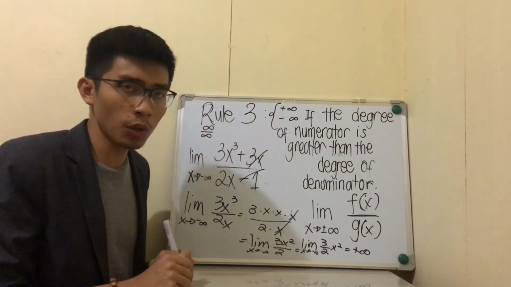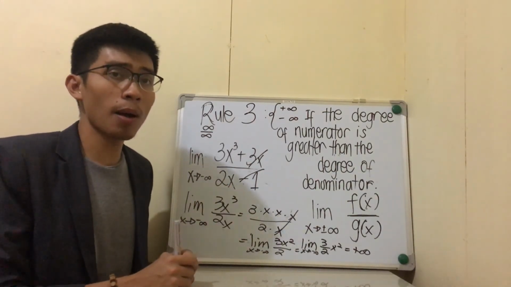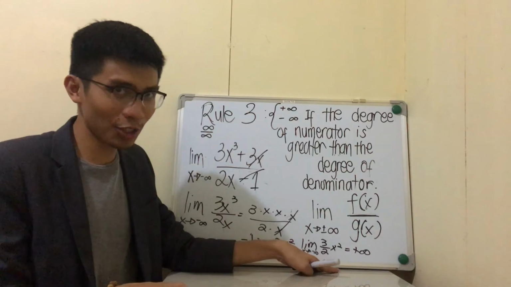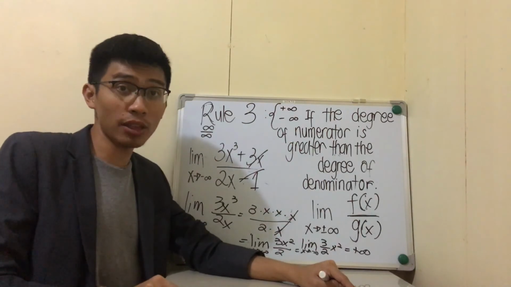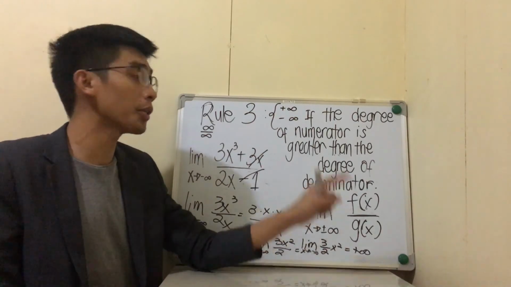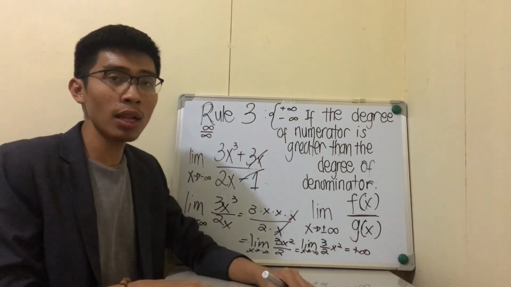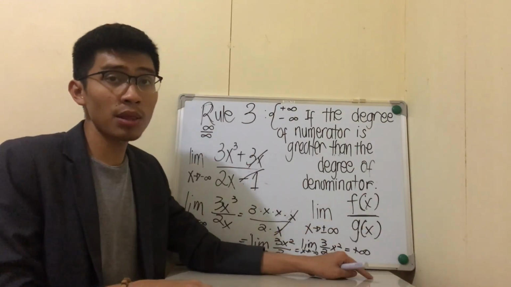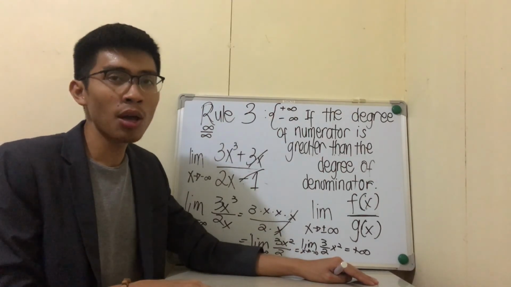So unlike rule number 1 and number 2, we can answer this by mere inspection, but this time we have to simplify our function first. Okay, so meaning for number 3, the degree of your numerator is greater than the degree of your denominator. So meaning we have two possible answers, that is positive infinity and negative infinity. And that ends the 3 rules for the limit at infinity, considering that we have the rational function f of x over g of x, where f of x and g of x are polynomial functions.